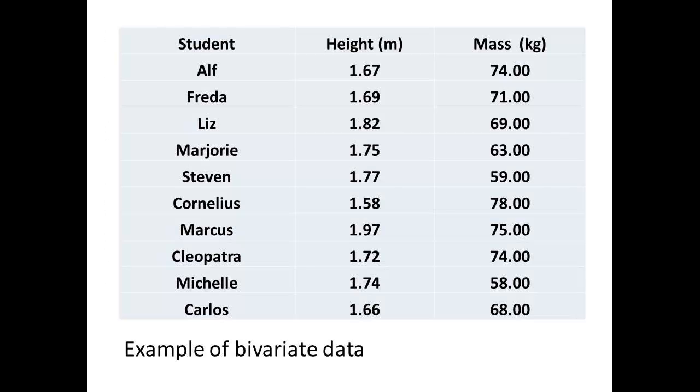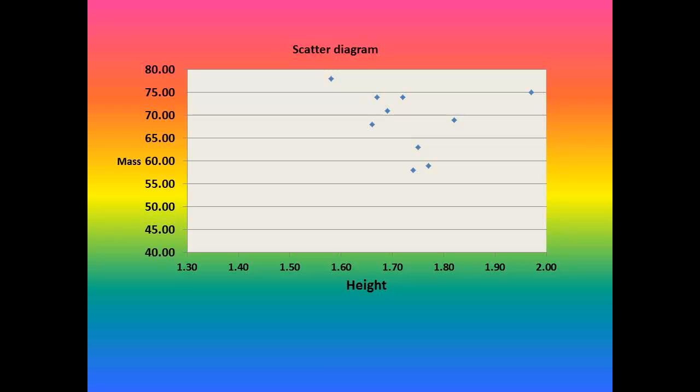This table shows bivariate data. The two variables are the height and the mass for a group of students. We want to see if there is a relationship between the two variables. We can do this by making a chart of the results as a scatter diagram. The scatter diagram for the previous table is shown here.